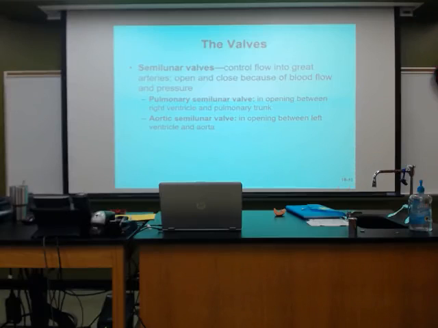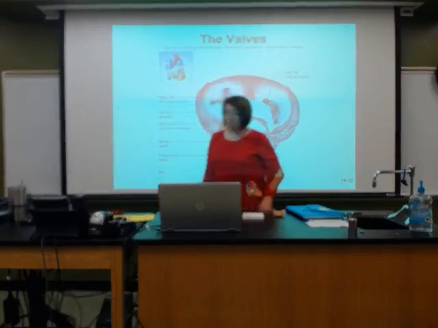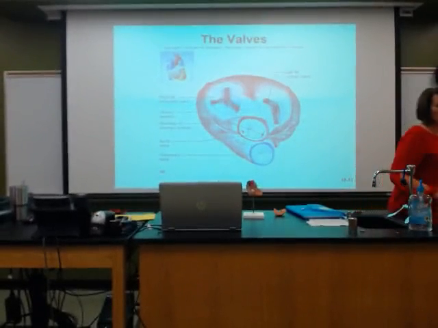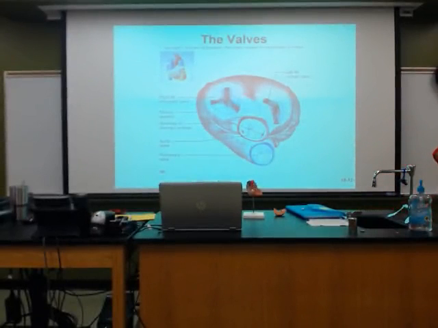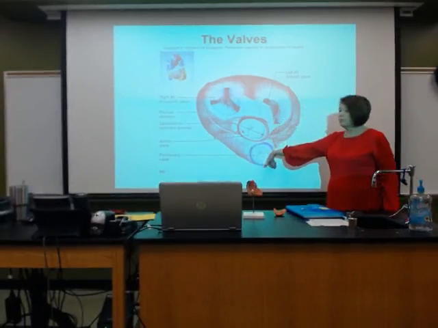So I've got atrioventricular, semilunar. I knew that was going to happen because it just was not staying on there very well. There we go. So those are our valves that we're going to have. If we were to take a cross section, that's how they would look. Left, right, aortic, pulmonary.